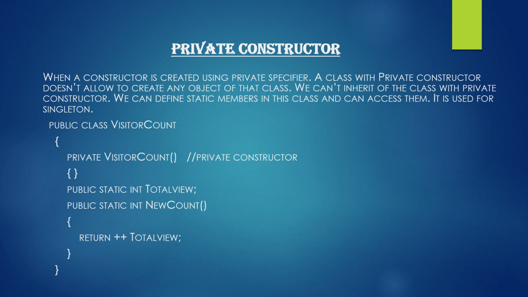Here we have defined a variable public static int totalView, and then we have declared a method public static int NewCount. It will return an integer value and it is of static type. And here you can see that we have used the private keyword before the constructor name, private VisitorCount. So you can see that we can use a private constructor in the singleton pattern. So as per our requirement, we can use any type of constructor.